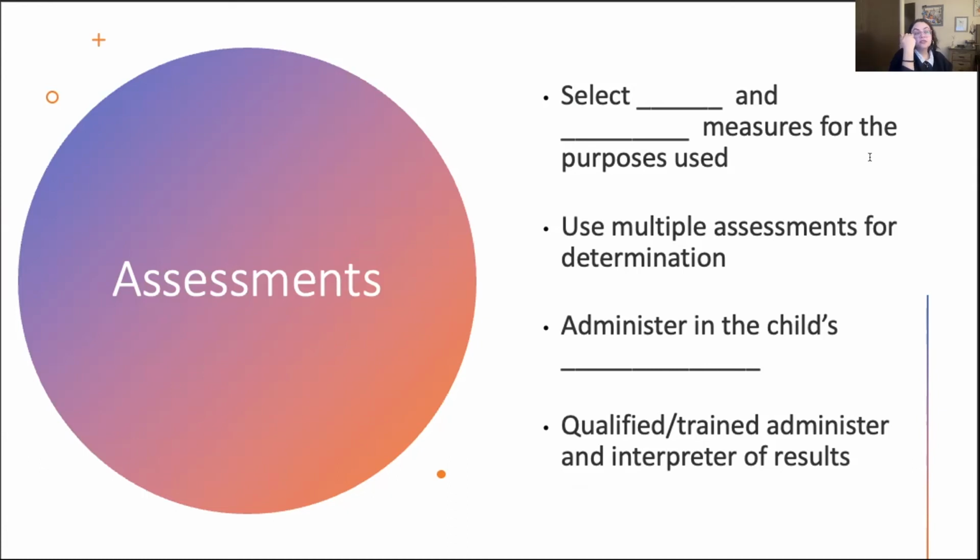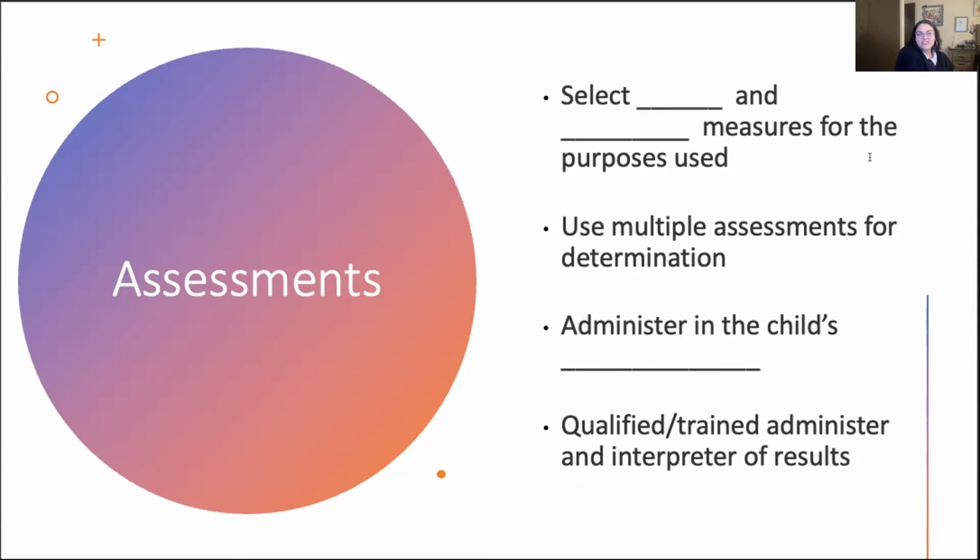So the general consensus is to use multiple tests for determination. Multiple in this sense means more than one. We should never use one test or one assessment measure to say that a student has a need. There definitely needs to be more than one. I would say 2 is probably too little, but more than 1 because of multiple.